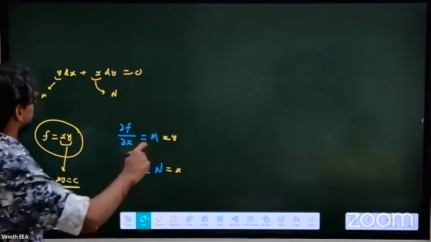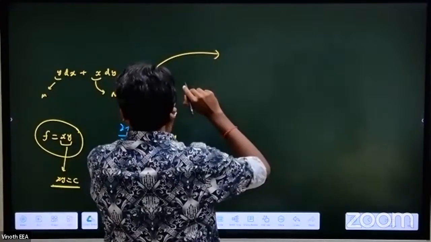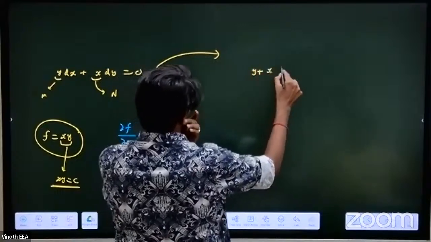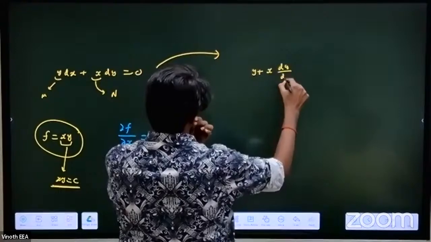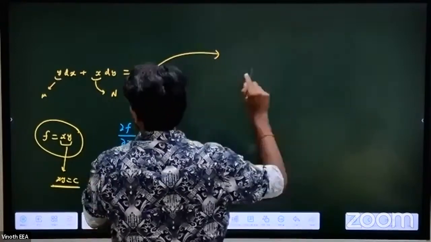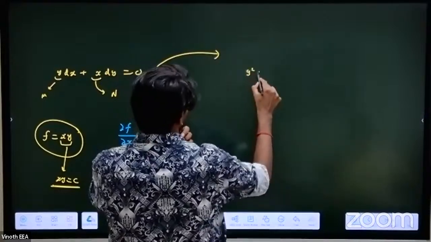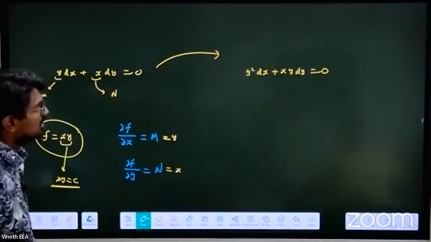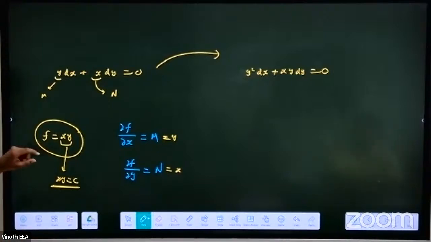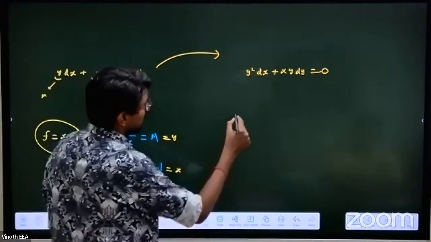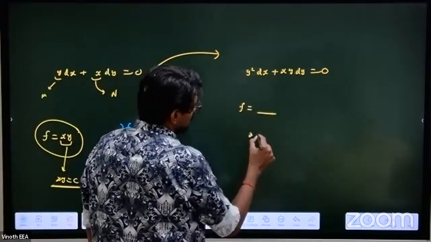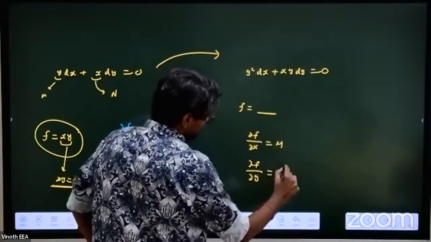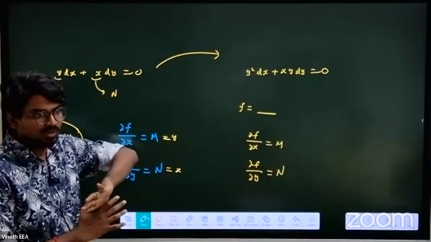See, just one second. Suppose I take the same equation and write it like this: y plus x into dy by dx, or else y square dx plus xy dy equal to 0. Now, for this case, can I define any function f such that ∂f/∂x is equal to M and ∂f/∂y will be equal to N? For this case, I have to see whether I can define a function f or not.